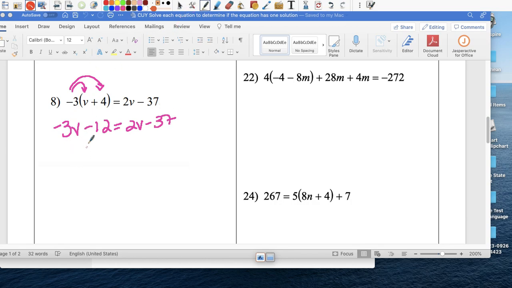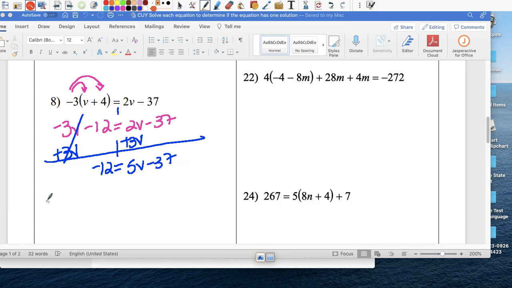Let's continue. Distributive property check. Combine like terms. I can't. Is there a variable on both sides? Yes, there is. Who are we going to get rid of? I'm going to get rid of the minus 3v by doing plus 3v. Plus 3v here. That goes away. Negative 12 comes down. 2v plus 3v is 5v.